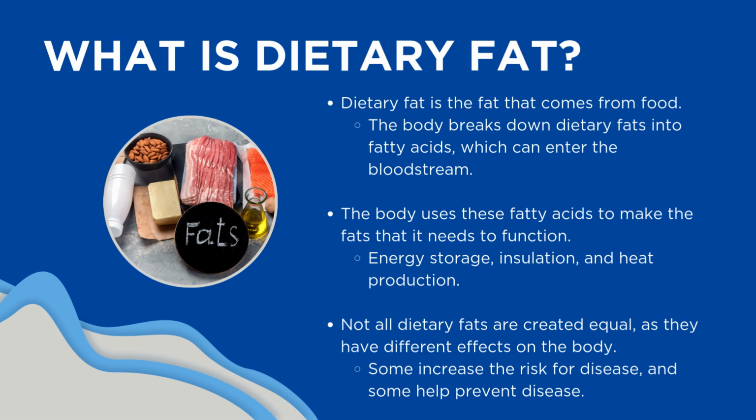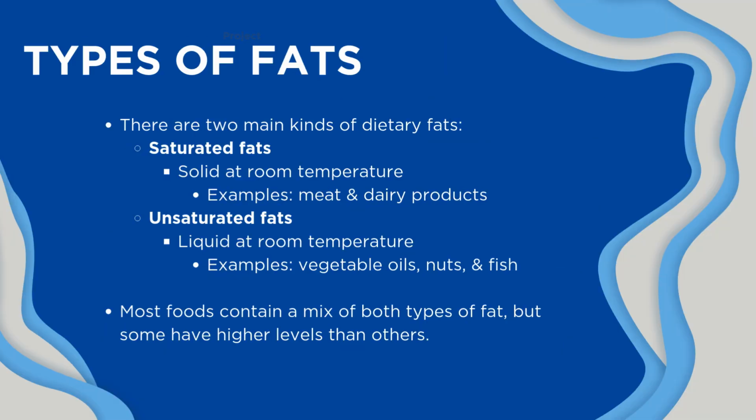It is important to note that not all dietary fats are created equal, as they have different effects on the body. For example, some increase the risk for disease, while others help prevent it. There are two main types of dietary fats: saturated fats and unsaturated fats. Saturated fats are those that are solid at room temperature. Some examples include the fat found in both meat and dairy products.